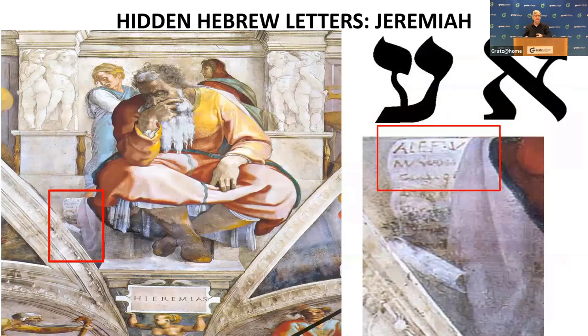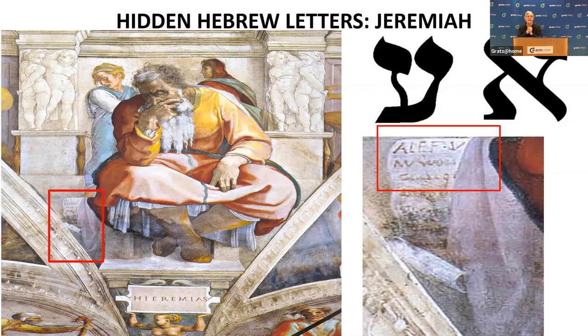There is even some Hebrew in the image of Jeremiah. And I blew it up because it's really hard to see. It's very, very small. There's a little scroll next to Jeremiah, which has the word Aleph spelled out in English letters or in Latin letters. And next to it, there appears to be the Hebrew letter Ayin.